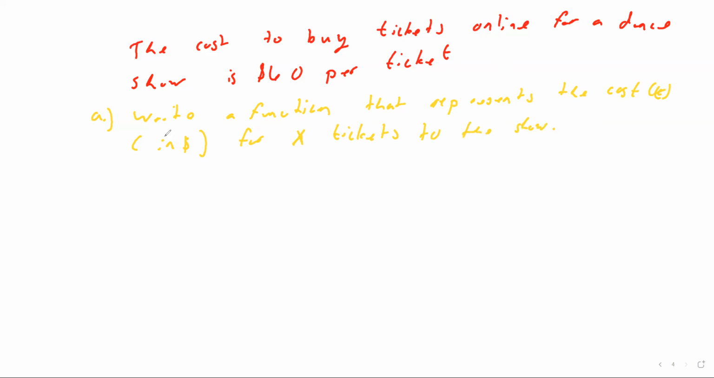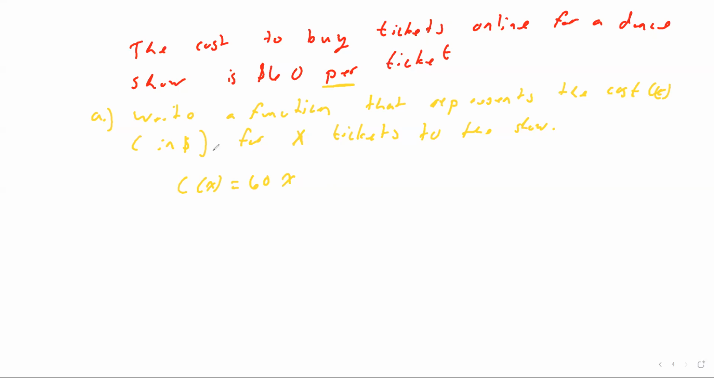All right, and hopefully you remember this from the previous unit, but I start off with that C of X. That's my fancy Y. And then I go, all right, well, this says the cost to buy tickets online for a dance show is $60 per ticket. That hopefully tells you that means multiplication. So you do 60 times X. There's your first equation.